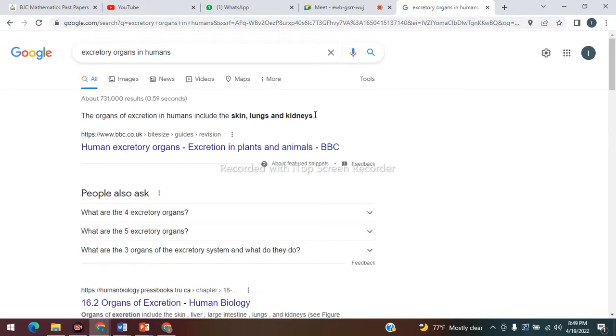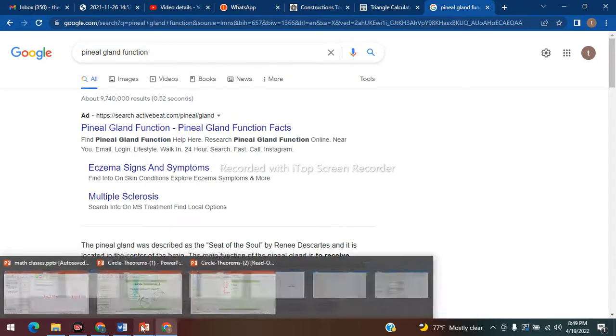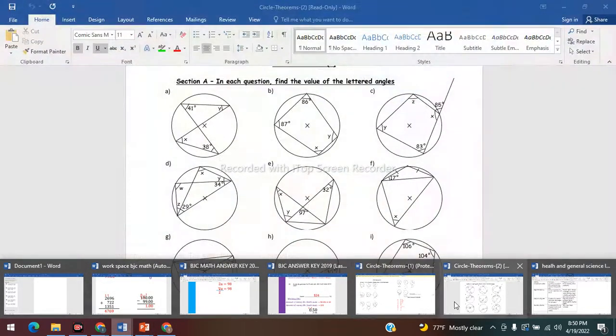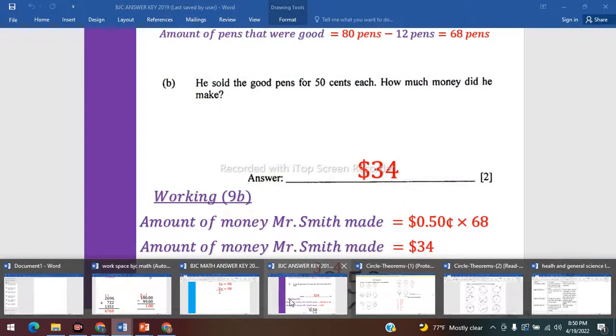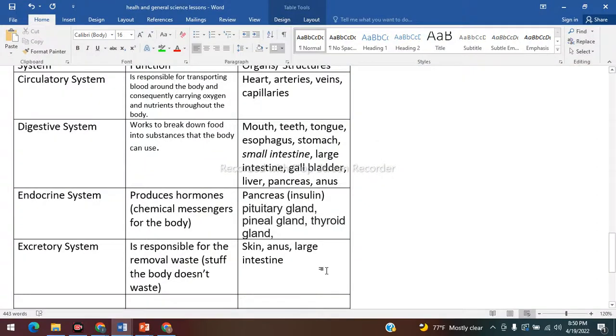Oh, and the kidneys. How could we miss it? The kidneys, for urine, right? And the lungs. How could we forget it? The carbon dioxide is a major waste that we need out, right? Yes. I didn't even think about that.